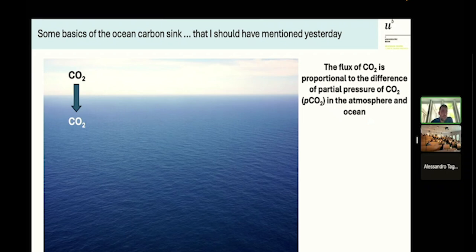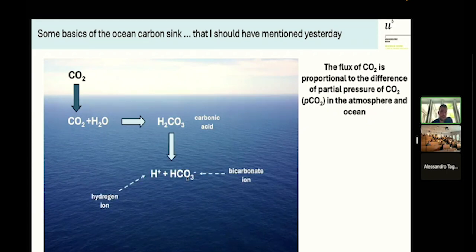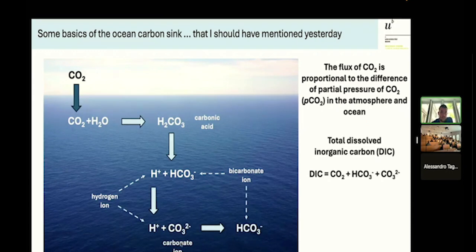And if carbon in the ocean would just be CO2, that would be the end of the story. But it is not. The CO2 reacts in the ocean with the water to create carbonic acid, and that then falls into hydrogen ions and bicarbonate ions. And the hydrogen ions that are freed react again with carbonate ions to create even more bicarbonate ions. So the carbon that goes into the ocean doesn't stay there as CO2. It's transferred into different compartments of the carbon system. And the total dissolved inorganic carbon in the ocean is the CO2, the bicarbonate ions, and the carbonate ions.